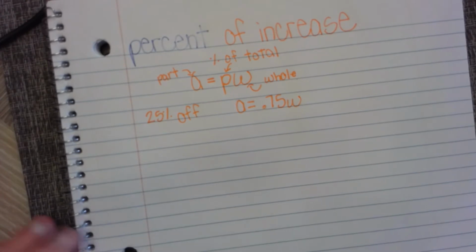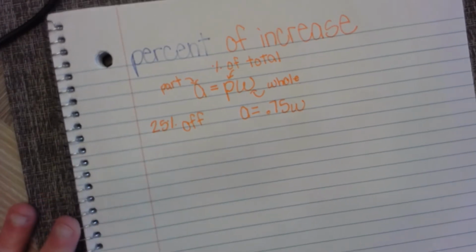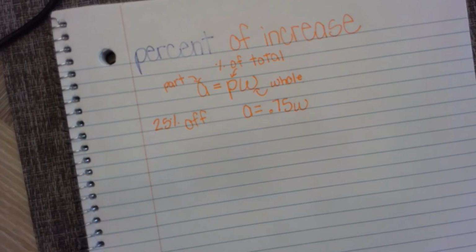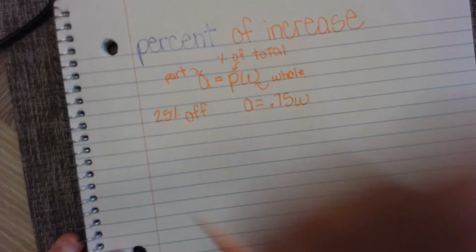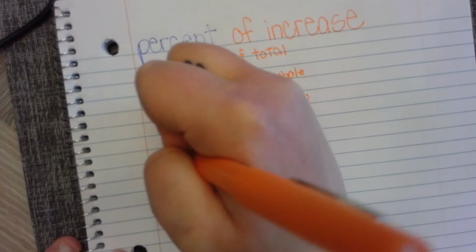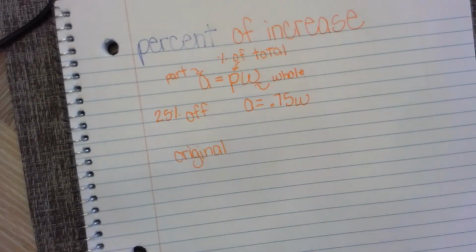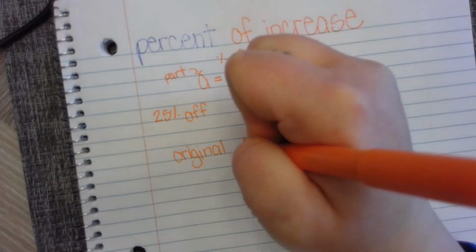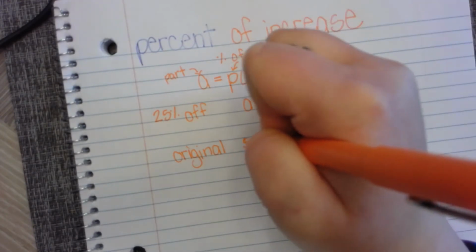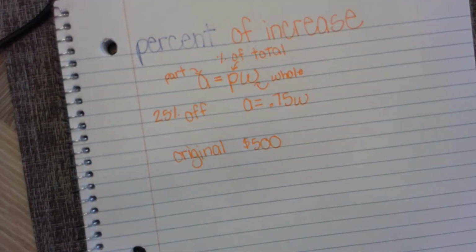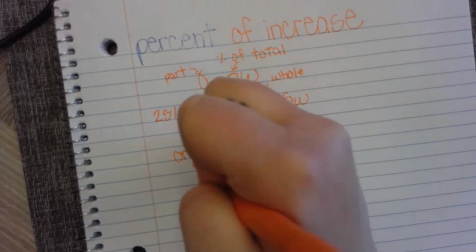So if we have a percent of increase, meaning if I went to the store and bought something, I don't know, let's say what's on my table. Oh, look, a piece of a giraffe. Okay, so let's say I go and buy a giraffe. I buy this giraffe for $500. Now I'm going to sell the giraffe to a zoo.